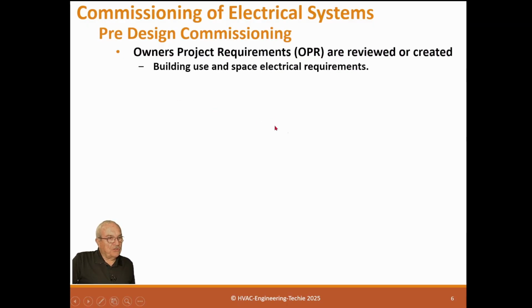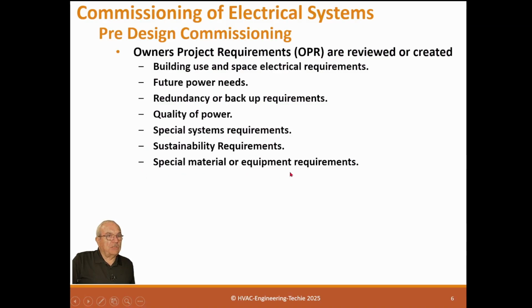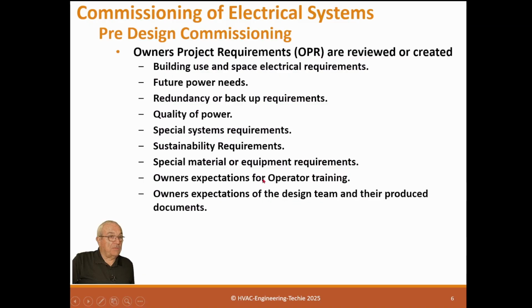And so what it should contain, and this is just a real high-level overview, there is building use and space, electrical requirements, future power needs, redundancy or backup requirements, quality of power, special systems requirements, sustainability requirements, special materials or equipment requirements. Perhaps this particular customer wants to use Square D gear everywhere. So the designer should know that so he doesn't specify Eaton or somebody else. Owner expectations for operator training. So what does his operators actually need training on, and he should explain that.